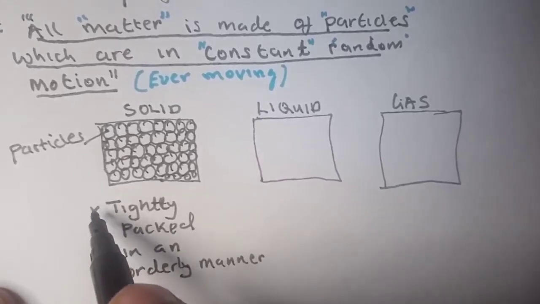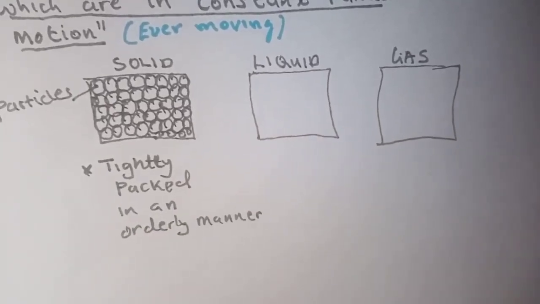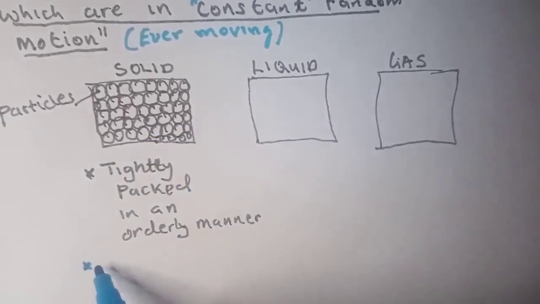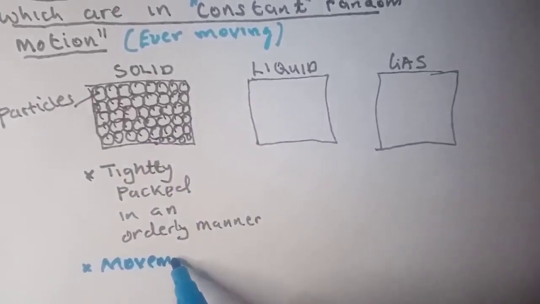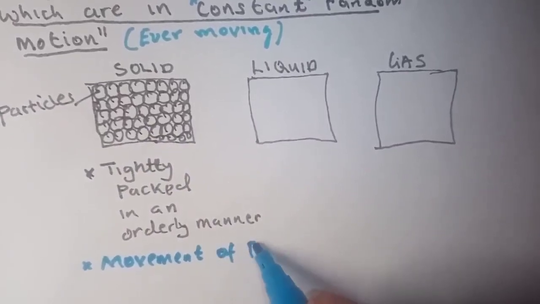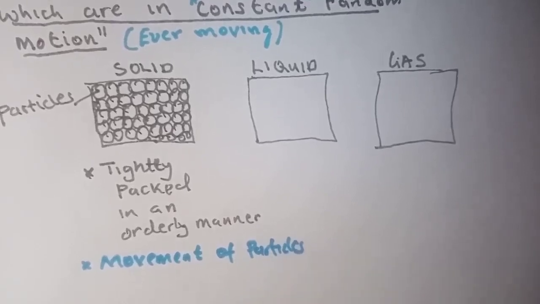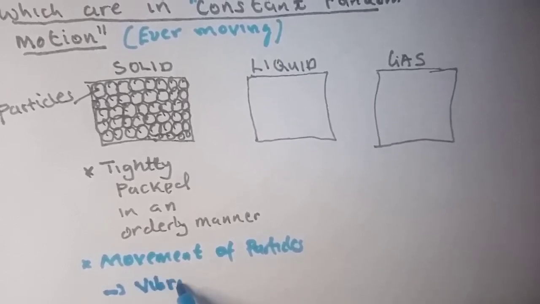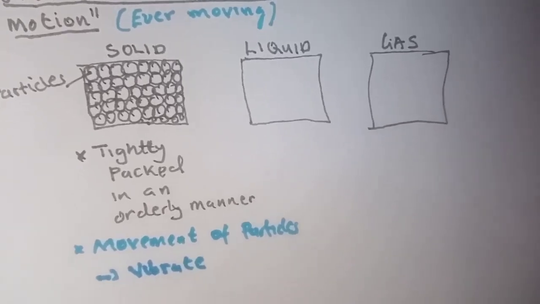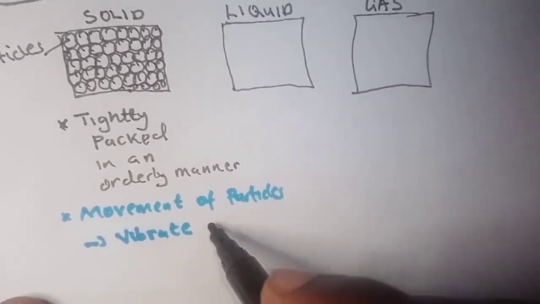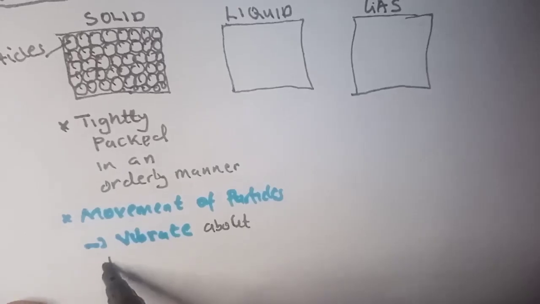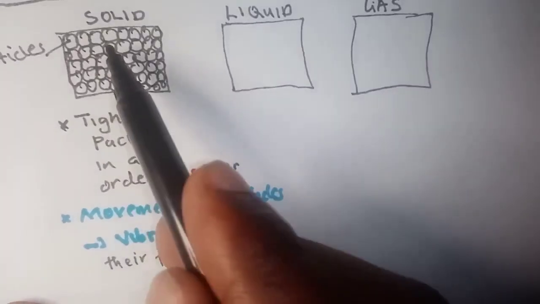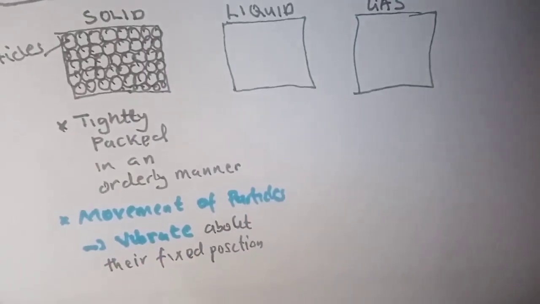Now if these particles are tightly packed and they are ever moving, since there is not enough space for them to move, the movement of particles in a solid is that they vibrate about their fixed position, because there's literally no space for them to move.